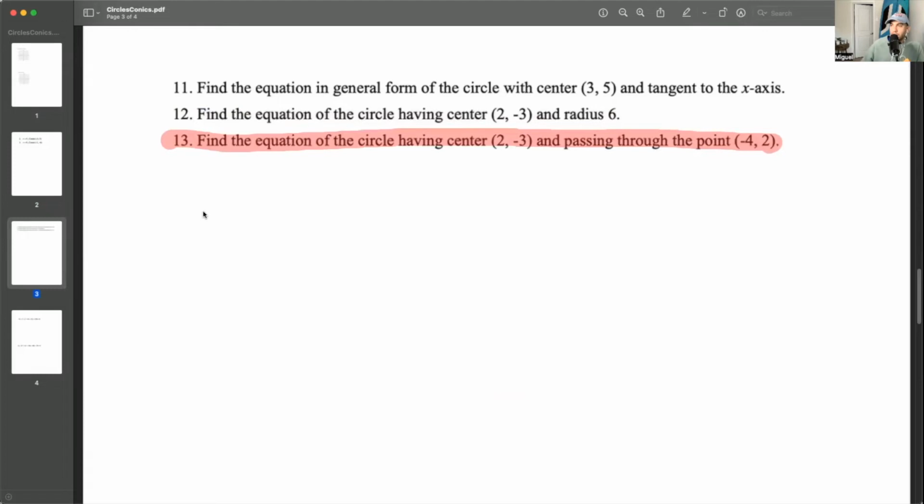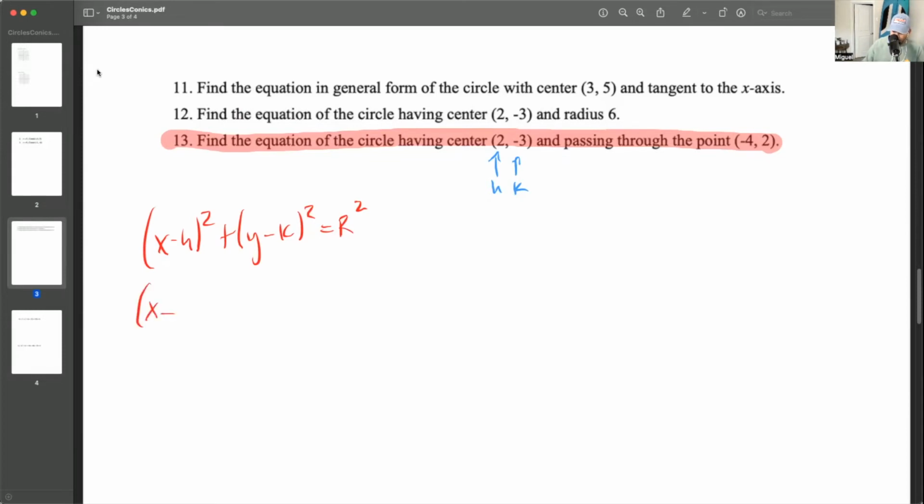They want us to find the equation of the circle. We have the center (2, -3). Once again, we know that this is our h, and that is our k. But now we don't know the radius. So before I even plug anything in, let's go ahead and write the equation. All right, so h is 2, k is -3. Let's plug that in first.